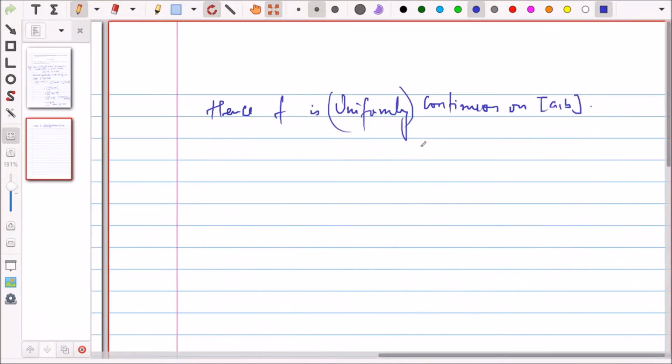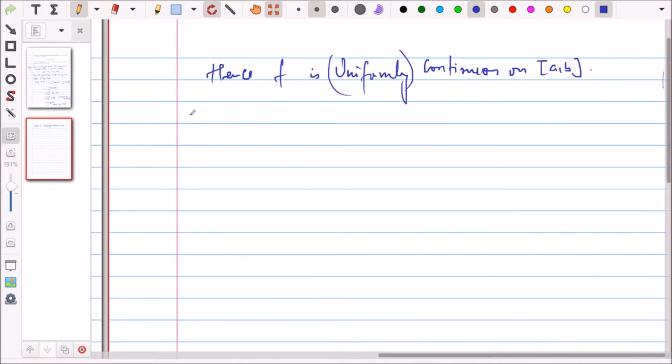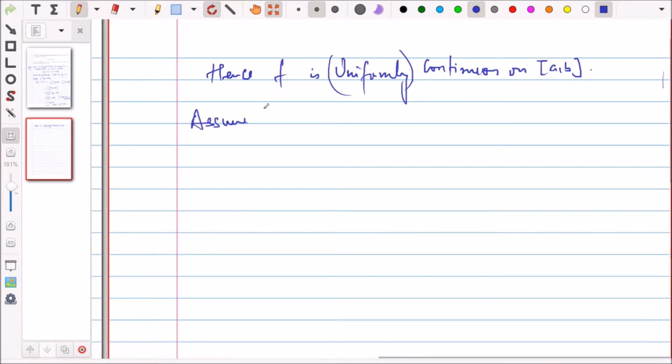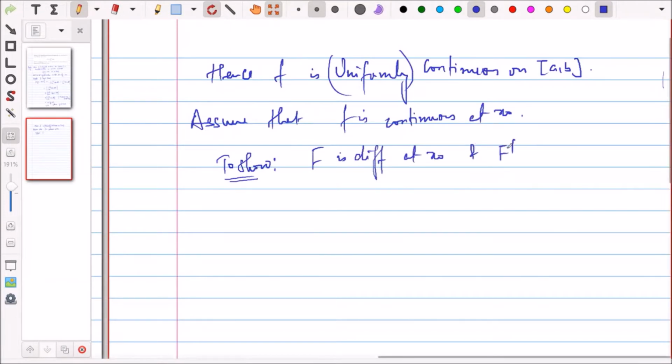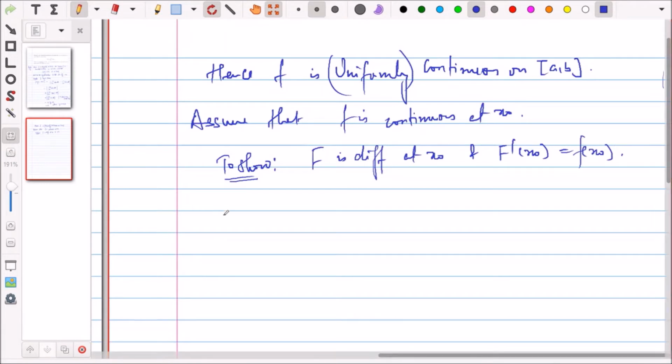So ये थोड़ा ट्रिकी पार्ट है. मतलब उतना भी ट्रिकी नहीं है. So assume that f is continuous at x naught. To show f is differentiable at x naught and f dash x naught is equal to f(x naught), ये शो करना है हमें.